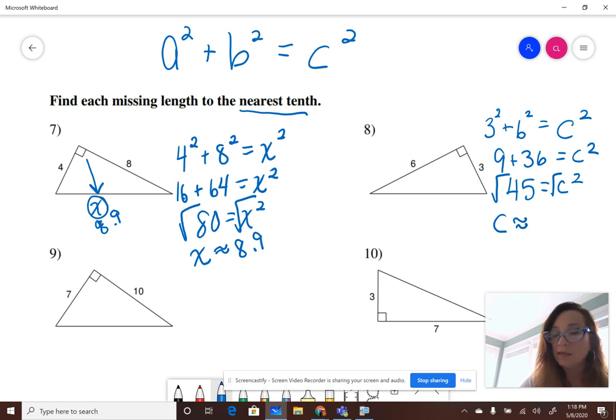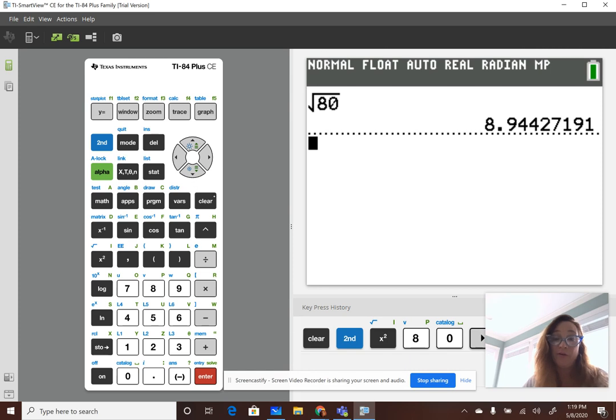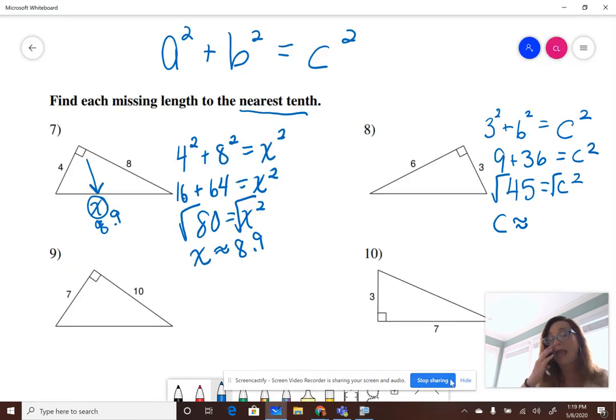So c is approximately, and I have to do the square root of 45. Now, I don't know the square root of 45. I can think of two numbers it's in between, but I don't know the square root of 45, and that's because it's irrational. Okay, 6.70. So we're going to go with 6.7 because when you round, you always look at the one that comes after. So my answer is going to be 6.7, which again makes sense because the hypotenuse is the longest side.